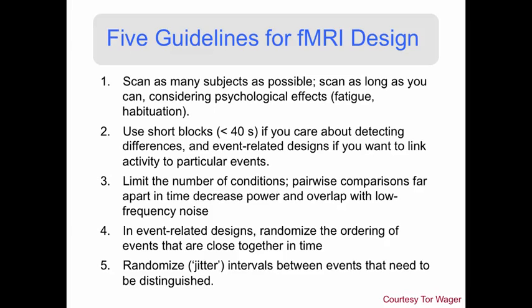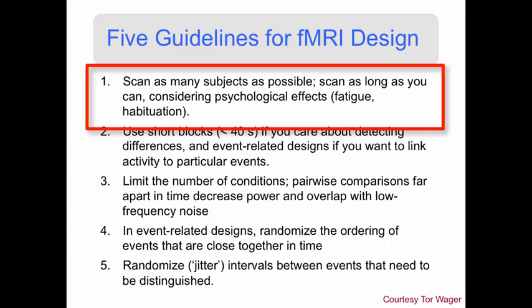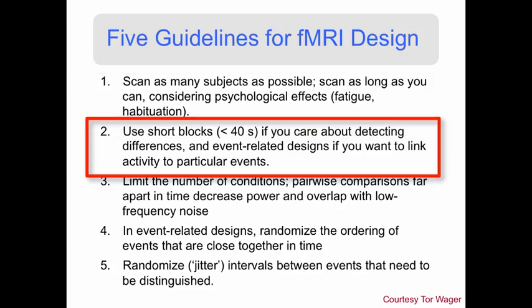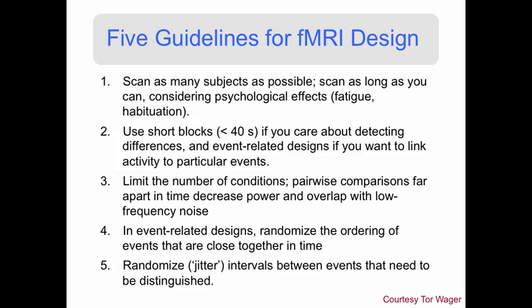So here are 5 guidelines for designing an fMRI experiment, courtesy of my colleague Tor Wager. The first is you should scan as many subjects as possible. You should scan as long as you can, considering psychological effects such as fatigue and habituation, because you can't keep a person in a scanner too long since they get very tired, and with habituation, if they get too used to performing the task, they might perform it in a different manner. The second is you should use short blocks, less than 40 seconds, if you care about detecting differences between condition A and condition B. And you should use event-related designs if you want to link activity to particular events.